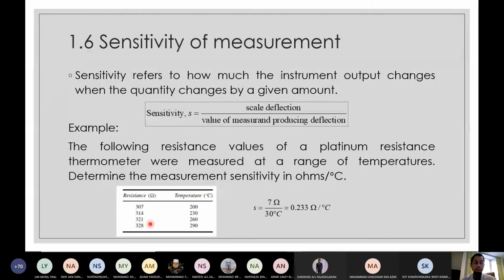So this is number one, linearity. The scale of change is the same. And number two is sensitivity. To determine sensitivity, simply we have 7 divided by 30, and the sensitivity is 0.33 ohms per degree Celsius. Generally, the larger the value here, the more sensitive the equipment is. I repeat, the larger the value that you obtain here, the more sensitive the equipment that you are using to measure.